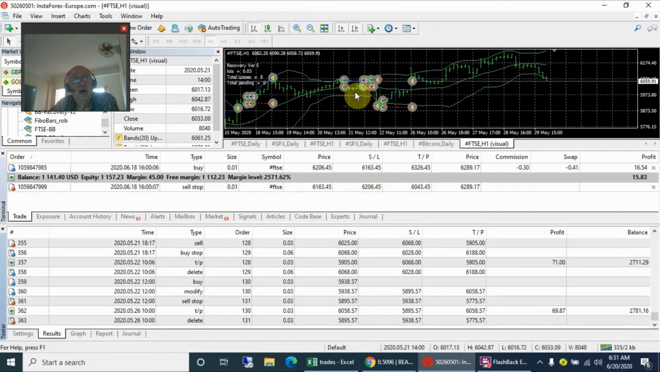I do keep an eye on it, and I watch at least 3 times a day. I'll log into the VPS and just make sure everything is running perfectly and that there are no problems on the account.